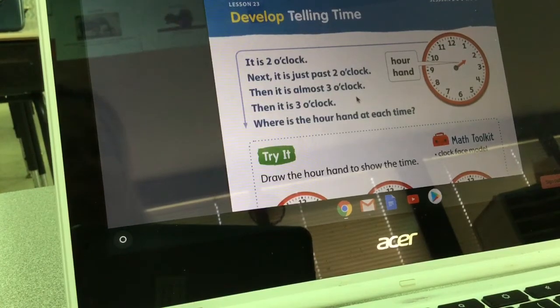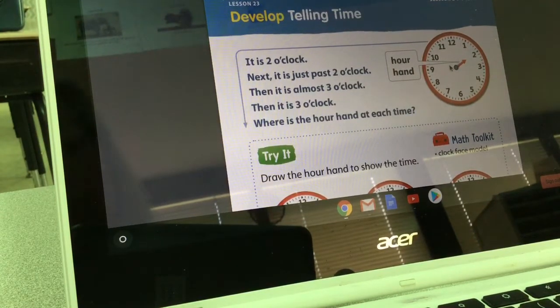All right, now we're ready to get into our actual lesson. So we see our first example telling us it is 2 o'clock. Next, it is just past 2 o'clock. Then, it is almost 3 o'clock. Then, it is 3 o'clock. Where is the hour hand at each time?